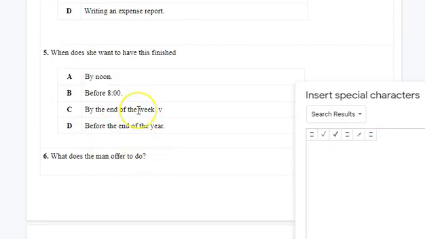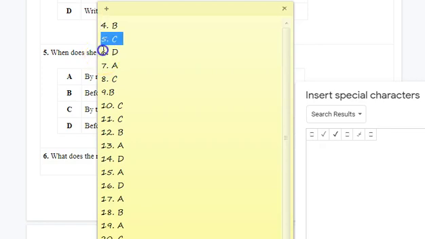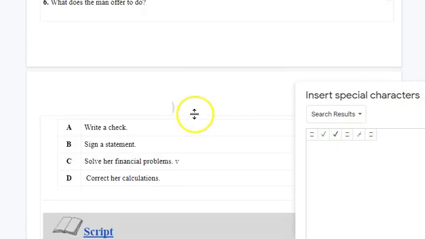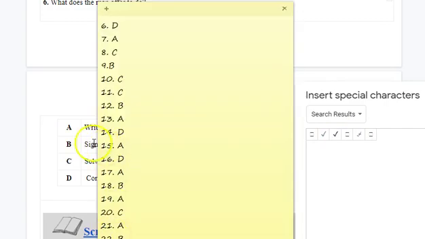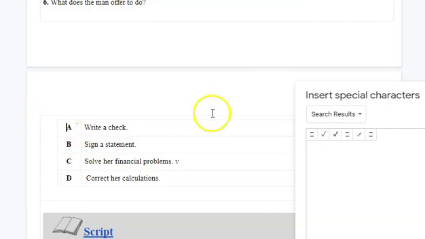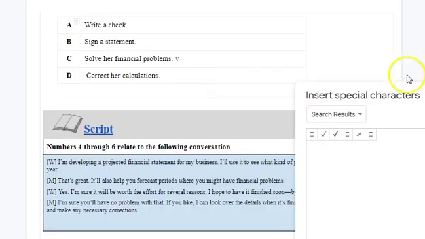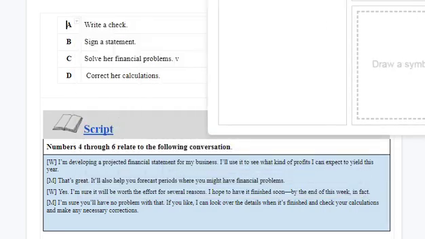Number five, when does she want to have this finished? C. By the end of the week. Very good. So, what does the man offer to do? C. Solve her financial problems. Let us read.